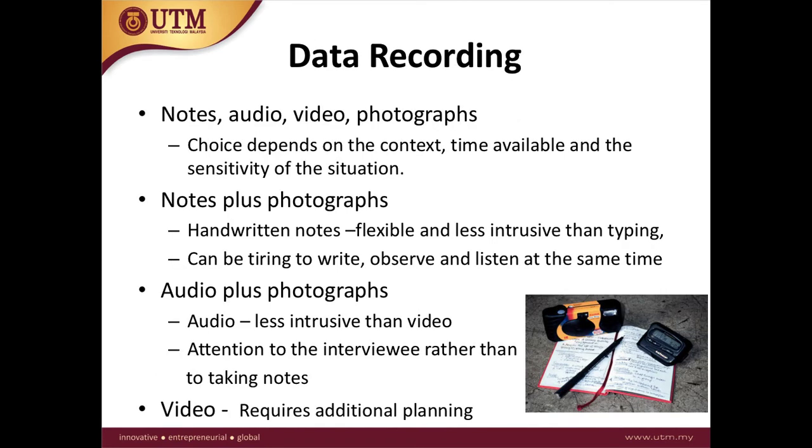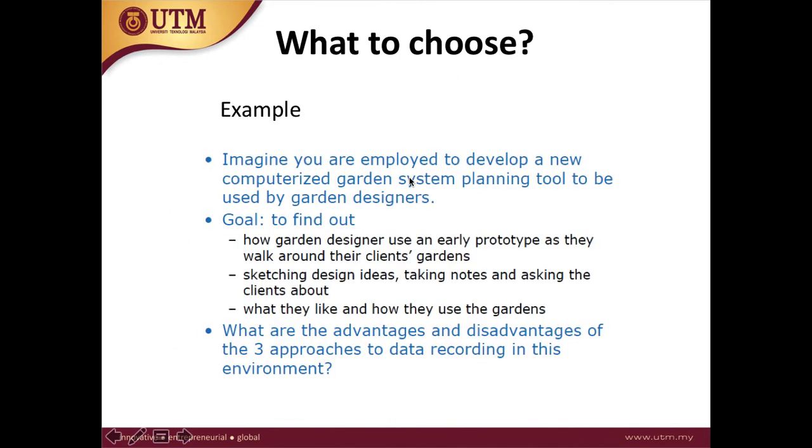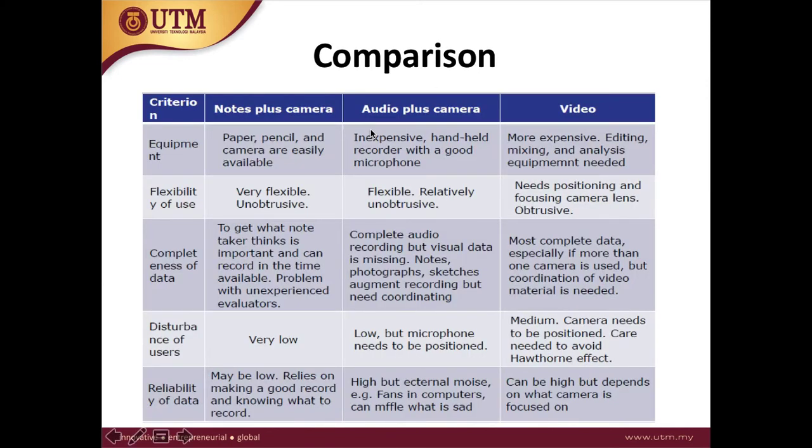Okay, in terms of data recording, you can take notes, audio, video, photographs, and so on. I think you know better. You already know about data recording terms. So we'll go very fast because we have a lot of slides to explain. Okay, what to choose. And then this is a comparison in terms of data gathering: criteria, equipment, what you can do, and then audio and video. Flexibility of use in terms of notes plus camera. Notes means that you have pen and pencil, and camera, very flexible. And this is just a comparison to show data gathering methods.